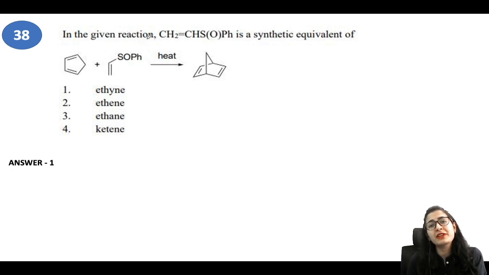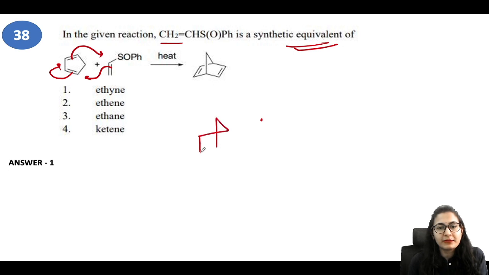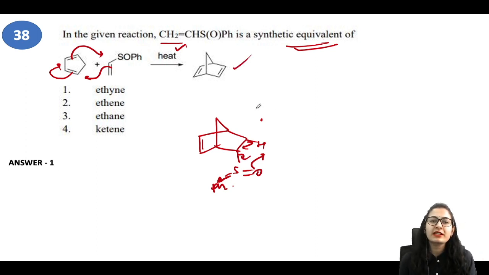All these questions from around the 2014-15 papers have been repeated. In the given reaction, CH2, this one basically is a synthetic equivalent of. Now when you are reacting the diene with this particular compound, it's going to first of all give you something like this. Or I should write the double bond over here, and I write the Ph over here. Then in the presence of heat, it's going to cause syn pyrolytic elimination, that gives you this compound. So this is the reaction mechanism first of all.